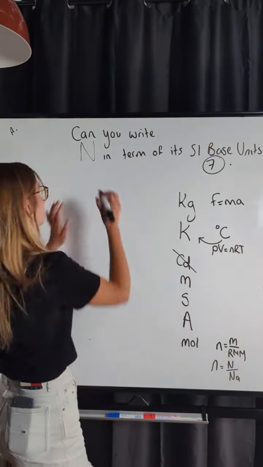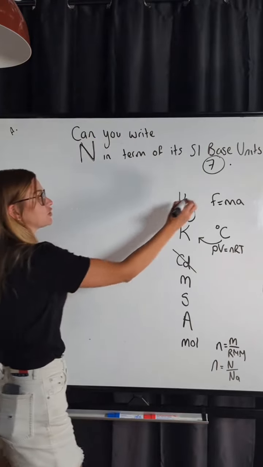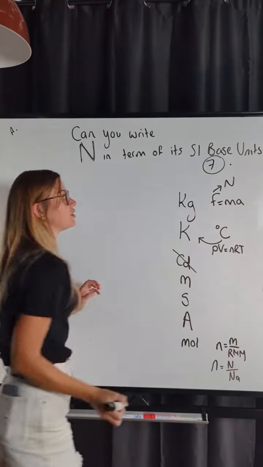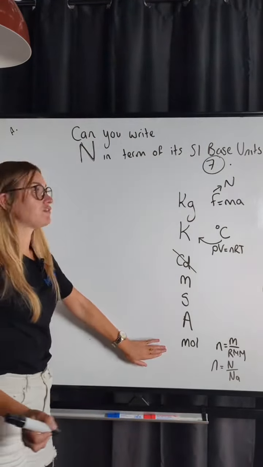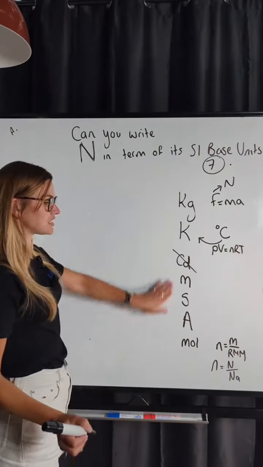So what I want to do is write newtons. Newtons we know is our unit for force. So forces are measured in newtons. But newtons is not an SI base unit. So I have to think, how can I write newtons in terms of these units?